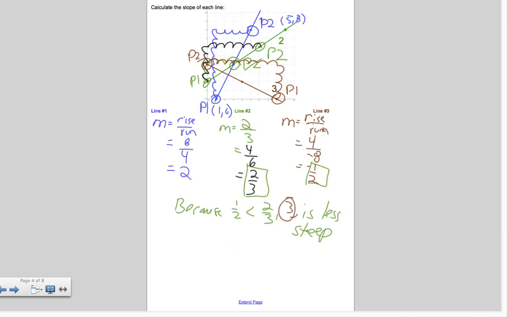Now let me go back to line 1. I want to show you something that's interesting. So for line 1 we have point 1. What are the coordinates of point 1? It's 1 comma 0, right? I'm sorry, I was getting it wrong. Okay. So what's point 2? 5 comma 8?